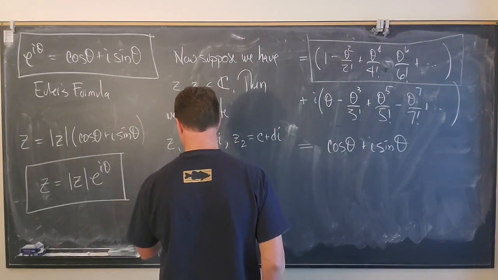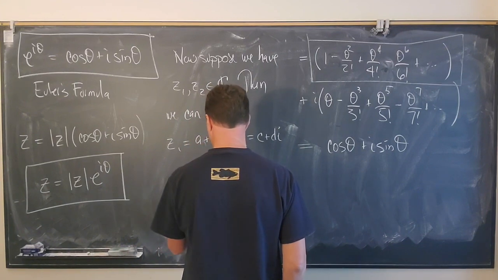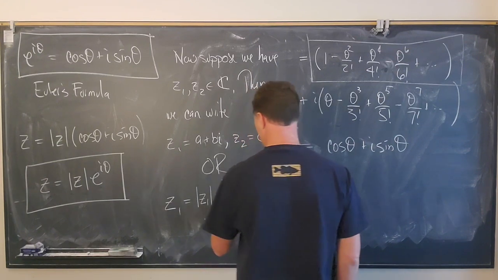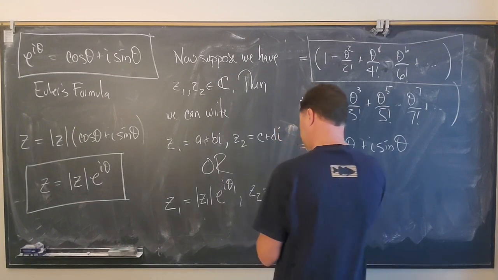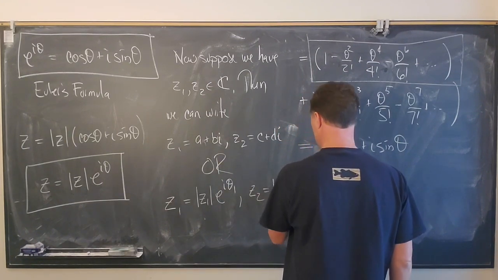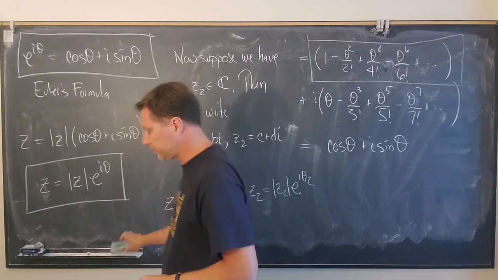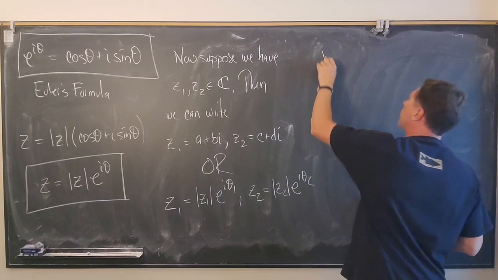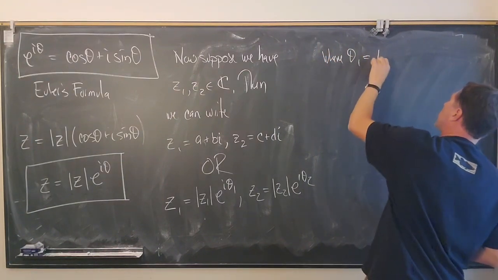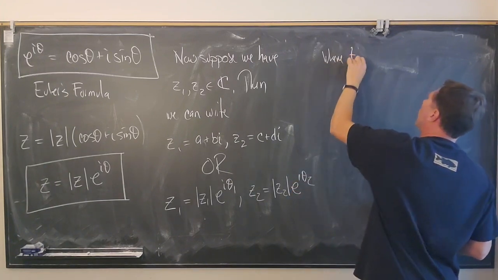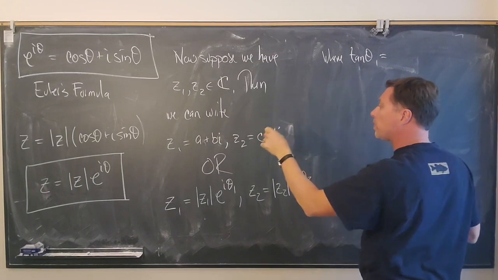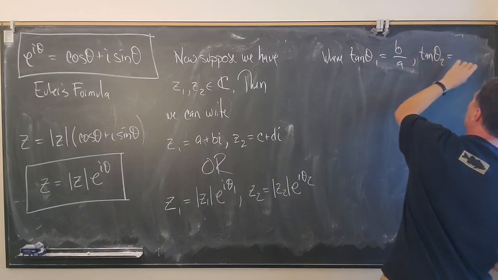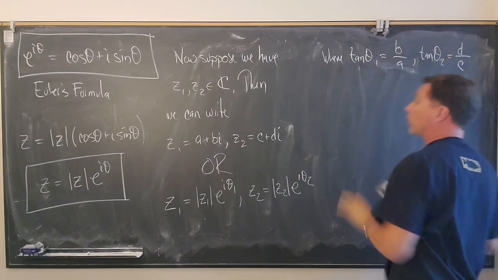So that would be z1 equals modulus of z1 times e to the i theta 1, and z2 equals modulus of z2 e to the i theta 2, where theta 1 and theta 2 are given by: tangent of theta 1 is equal to b over a, and tangent of theta 2 equals d over c. So that's just the usual polar coordinates conversion.